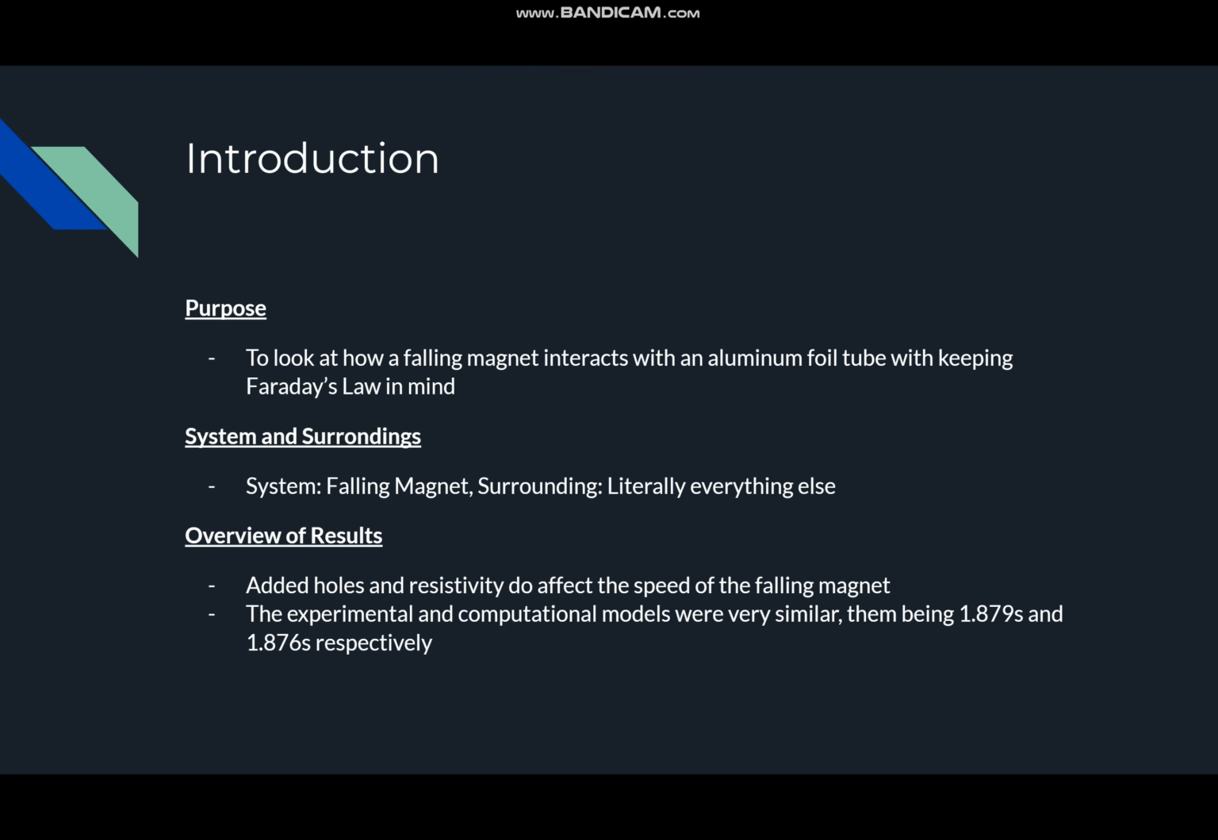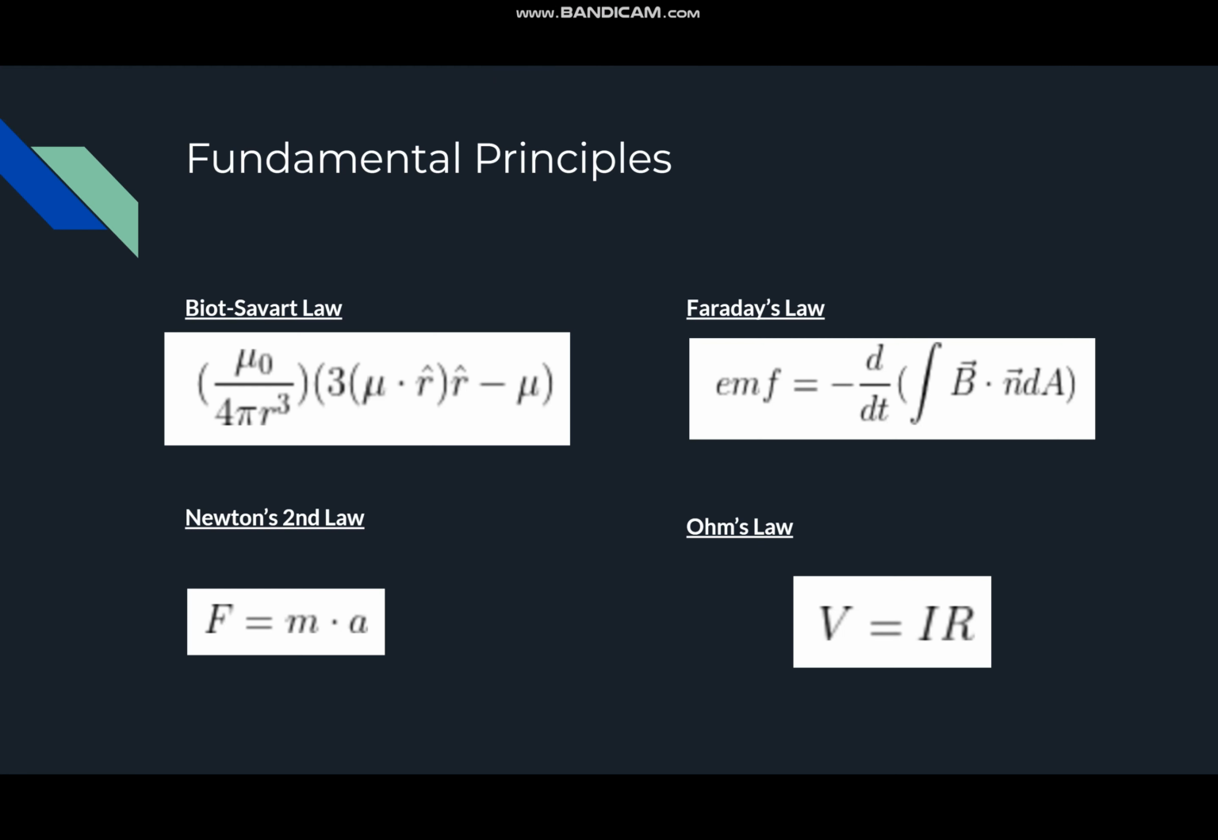Some overview of the results: added holes and resistivity do affect the speed of the falling magnet, and the experimental and computational models were very similar, with the experimental being 1.879 seconds and the computational being 1.876 seconds. Some fundamental principles we're going to be using are the Biot-Savart law, Newton's second law, Faraday's law, and Ohm's law.